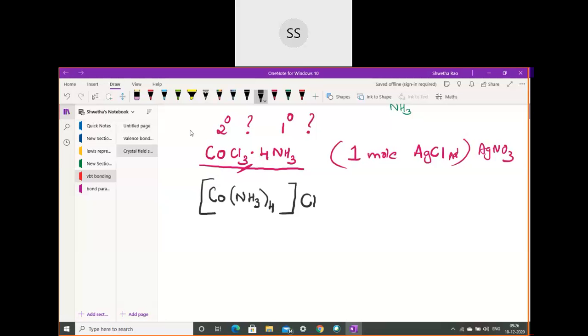That 1 Cl I will put it outside, okay? Because from here 1 mole of AgCl has got precipitated out. That means 1 Cl from the complex is present outside. Remaining everything you put them inside, okay?